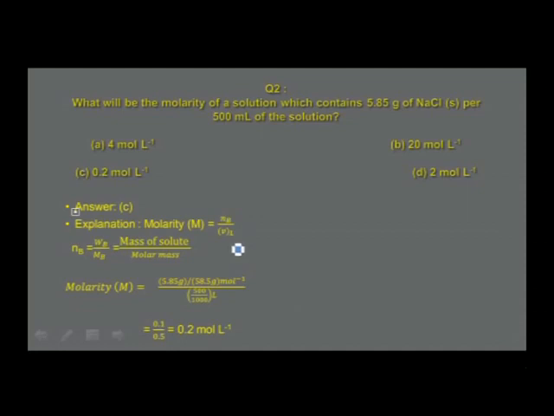Molarity = nB / V, where nB is WB / MB, so molarity is 5.85 divided by 58.5, and for volume you have to convert the volume given in milliliter to liter. Therefore, divide by 1000, 500 by 1000 liter, and what you get is the number of moles as 0.1 and the volume as 0.5 liters. Therefore, the answer you get is 0.2 mole per liter, and the correct answer is option C, that is 0.2 mole per liter.